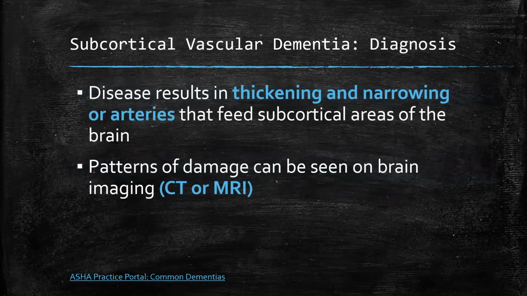So the diagnosis of subcortical vascular dementia usually can be caught on a CT or MRI, but the physicians will be looking for a thickening and narrowing of arteries that feed the subcortical areas of the brain.